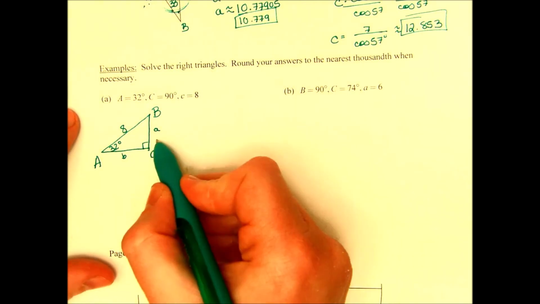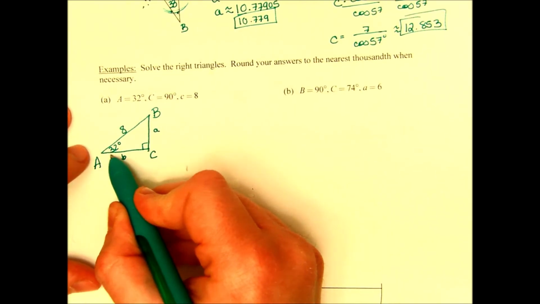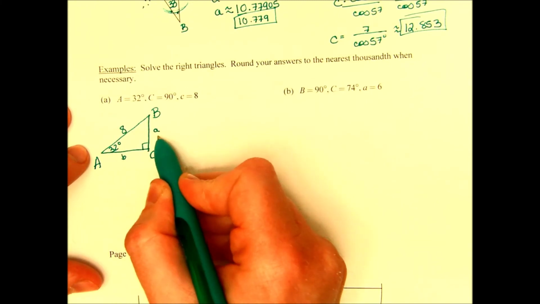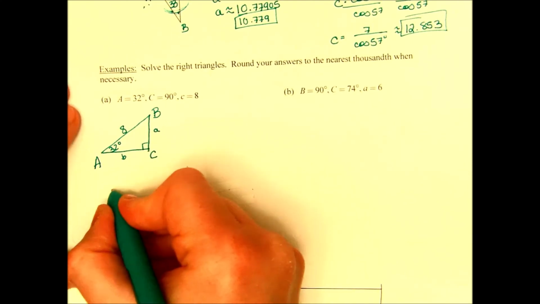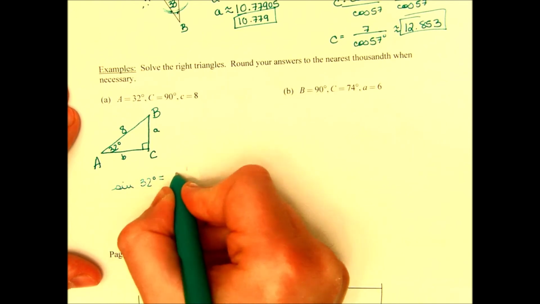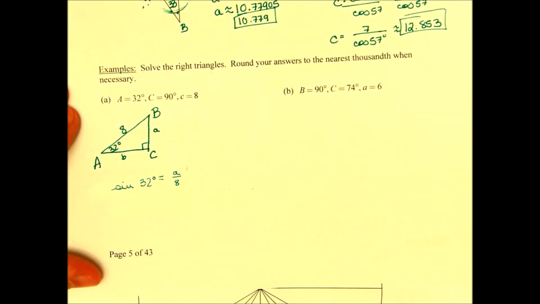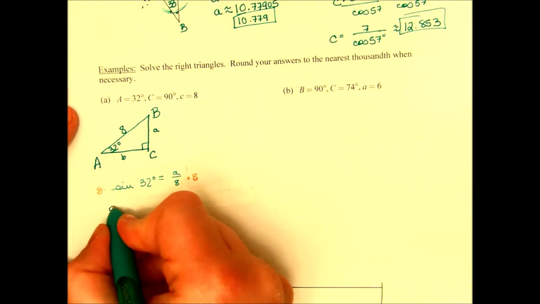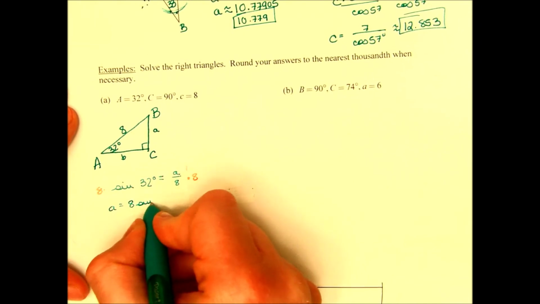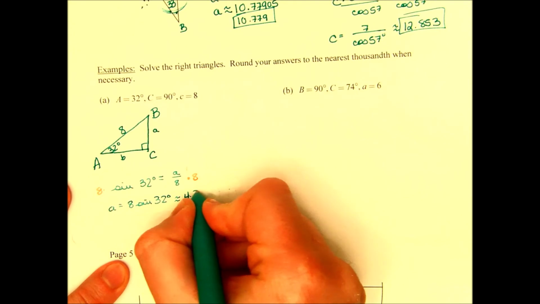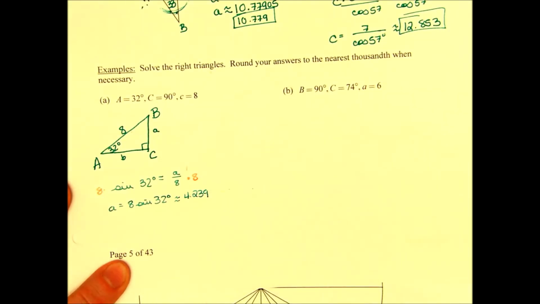So I'm going to find little a. Little a is my opposite of angle 32 degrees, and 8 is my hypotenuse. What uses opposite and hypotenuse? Well, sine. I'm going to write out the sine of 32 degrees equals the opposite, a, over the hypotenuse of 8. Go through some algebra here, times 8, times 8. I'm going to get a equals 8 sine 32 degrees. Go to calculator, 8 sine 32 degrees. That should give you about 4.329 for little a.